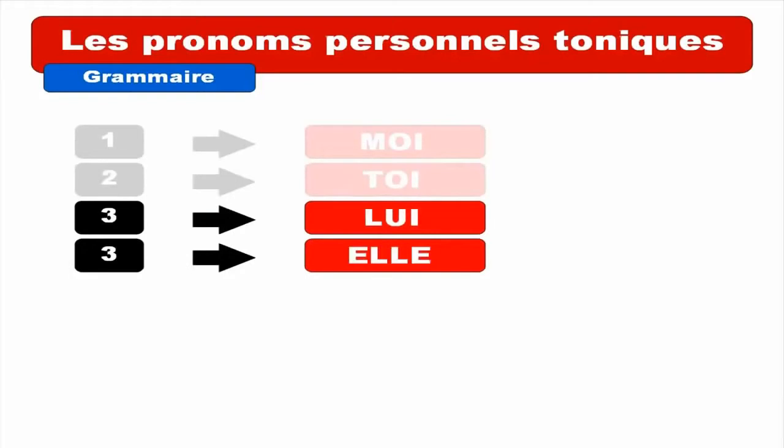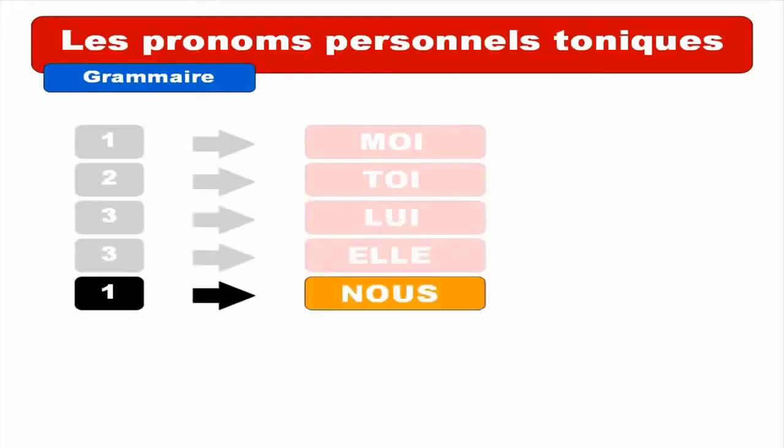Third person. So we've got, as usual, a difference between the masculine form and the feminine form. So masculine form, it's lui. Okay. So U plus I gives you this lui. All right. And then for the feminine form, it's quite easy because it's the same as les pronoms personnels sujets. It's elle. Okay. So feminine form, elle. Repeat. Elle. Alright. And then you've got nous.